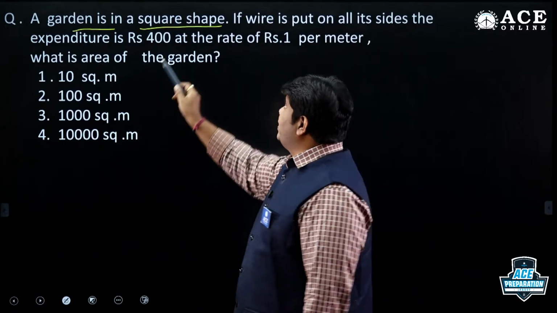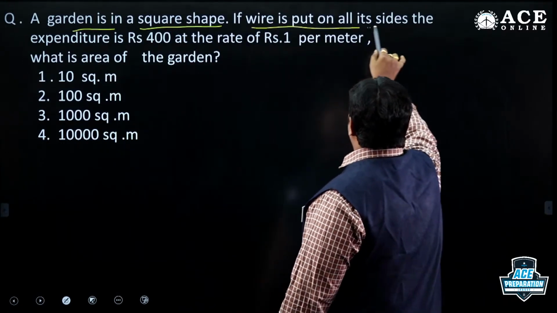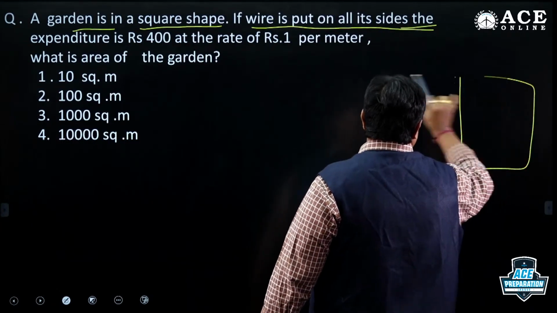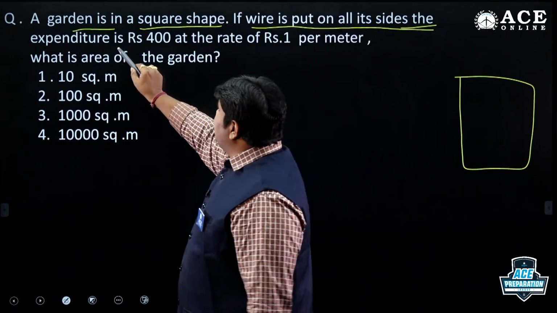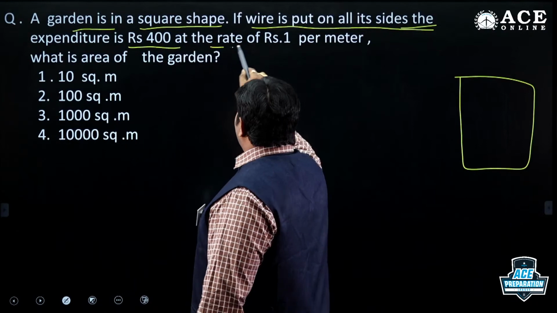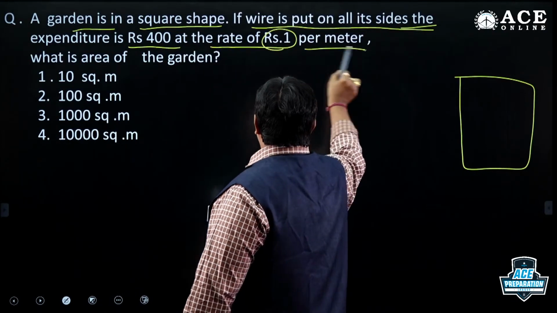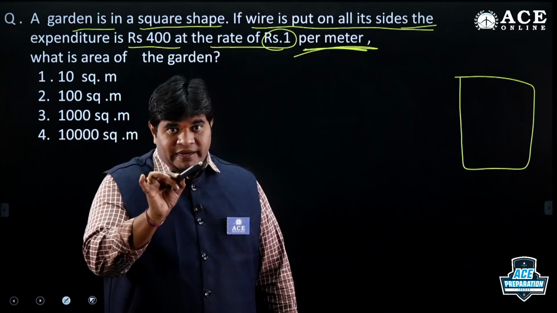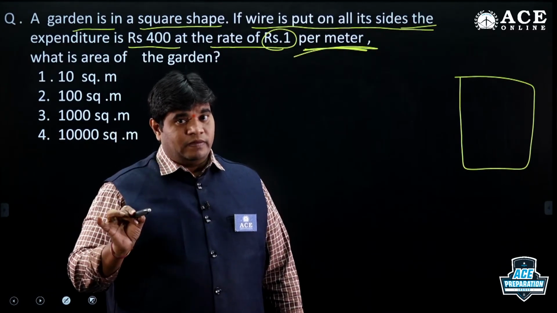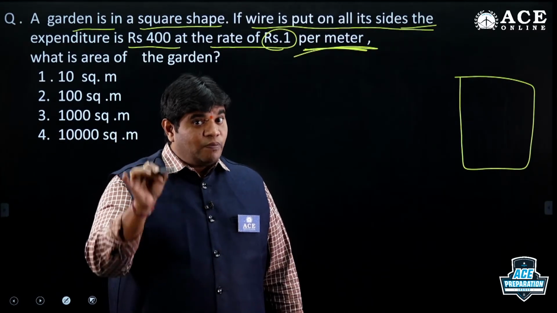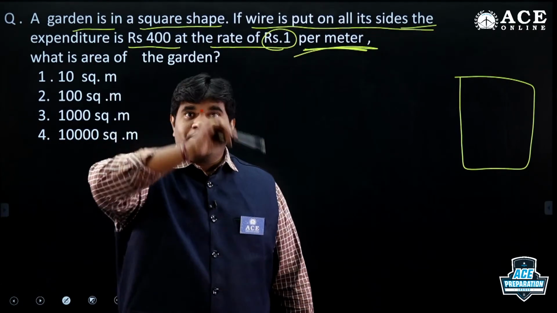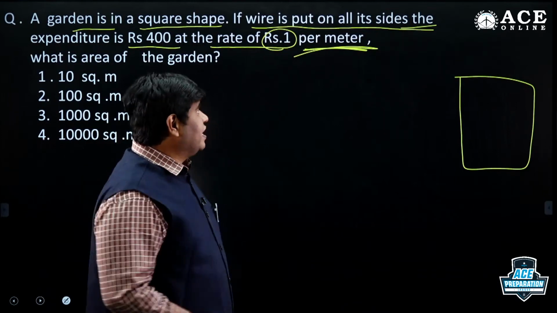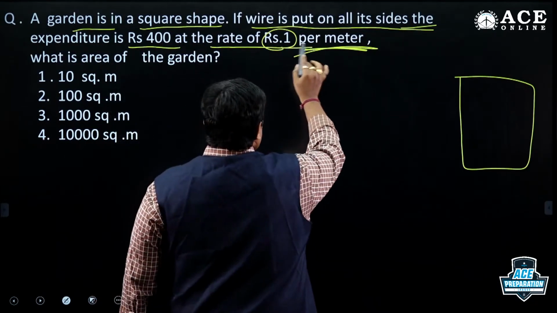Okay, a garden is a square shape. If a wire is put on all its sides like this, the expenditure is 400 rupees at the rate of 1 rupee per meter. Just for a meter, it is taken 1 rupee. This is not an area, so here it is the perimeter. So the complete wire taken is 400 meters.